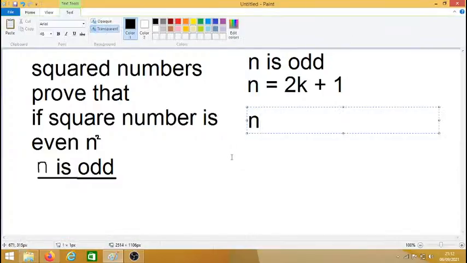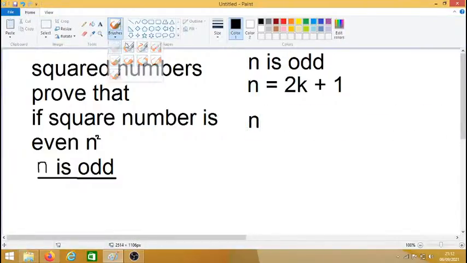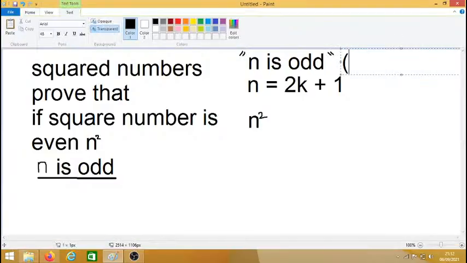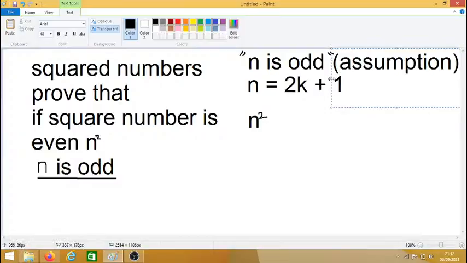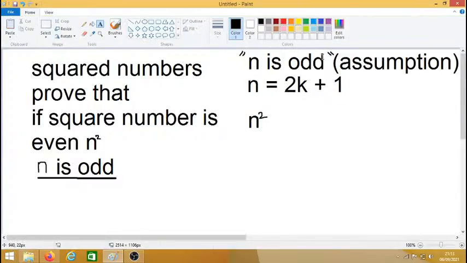Now if we square that, and I'm just going to put n is odd, that's our assumption that we're going to think is true to begin with. And if we find out that later on we've got something that's false, then we know that our assumption is wrong. So n squared has to be 2k plus 1 squared.